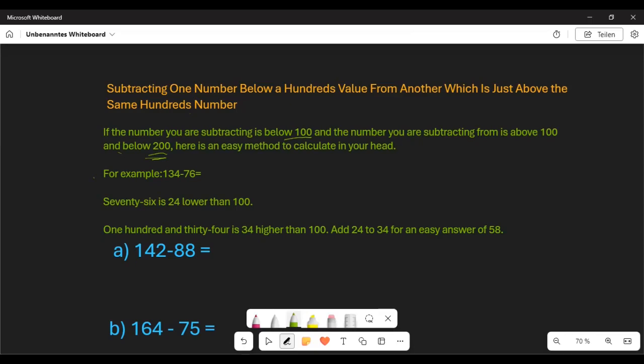Suppose you have a number, for example here, 134 minus 76. In the previous video, I did a video on how to subtract a number from a whole number, for example 100. This 76 is close to 100 but below 100, and subtracting those numbers is easy. So just a recap: if you say 100 minus 76.